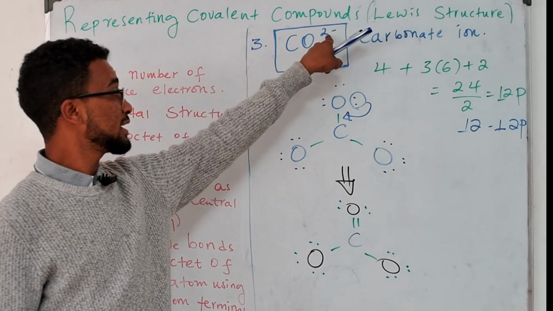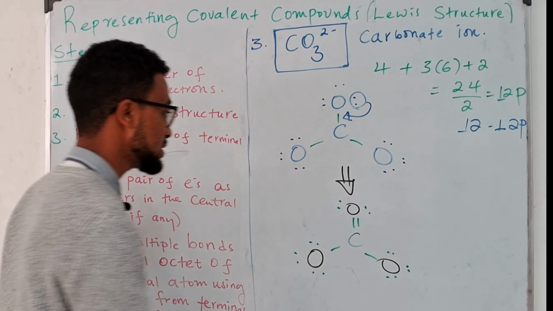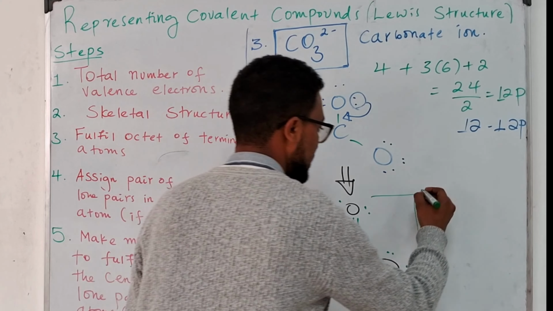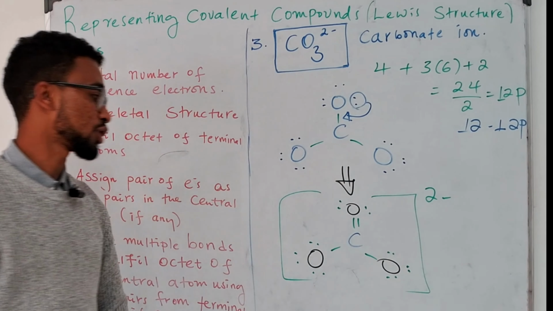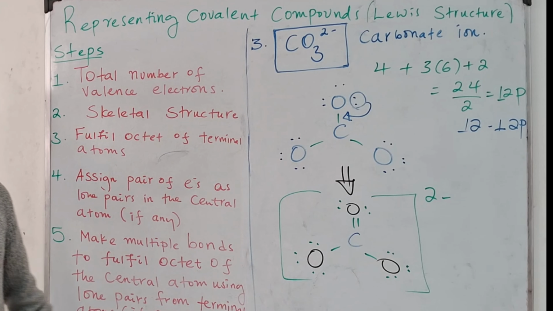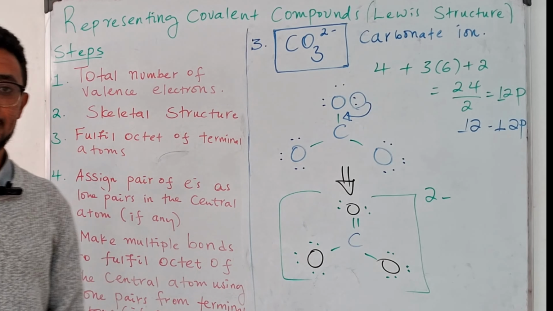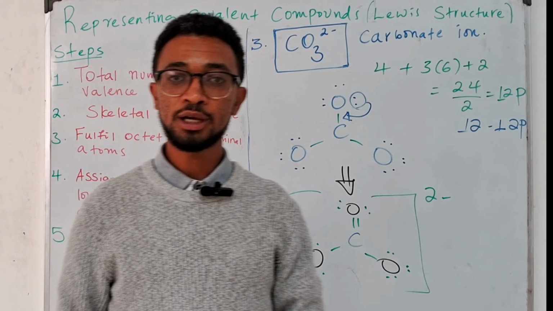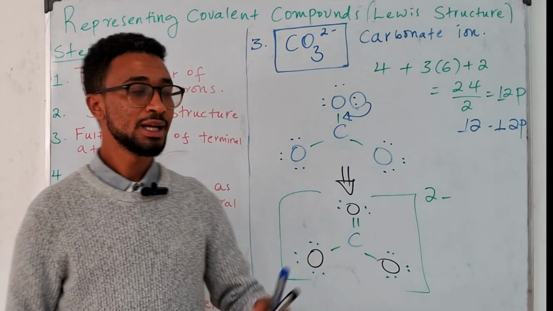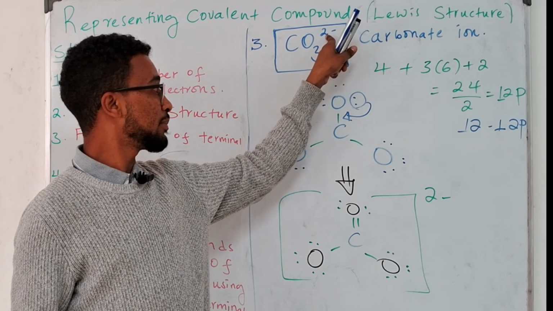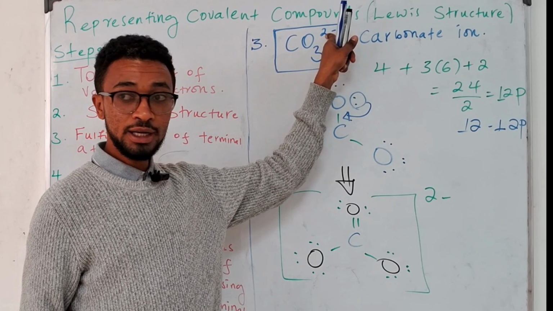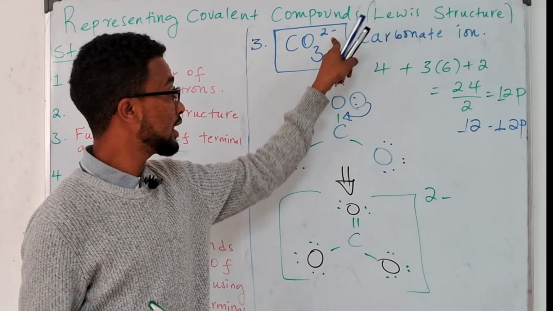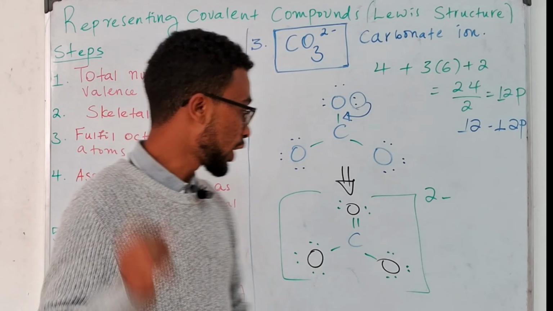Here we had a -2 charge. We're not going to forget this. We're going to draw a big square bracket and put this 2 minus charge. Now this is the Lewis structure for the carbonate ion, okay? Whenever you encounter ions while drawing Lewis structures for covalent compounds, you add the number given here if you have a negative charge, and you subtract the number given here if you have a positive charge.